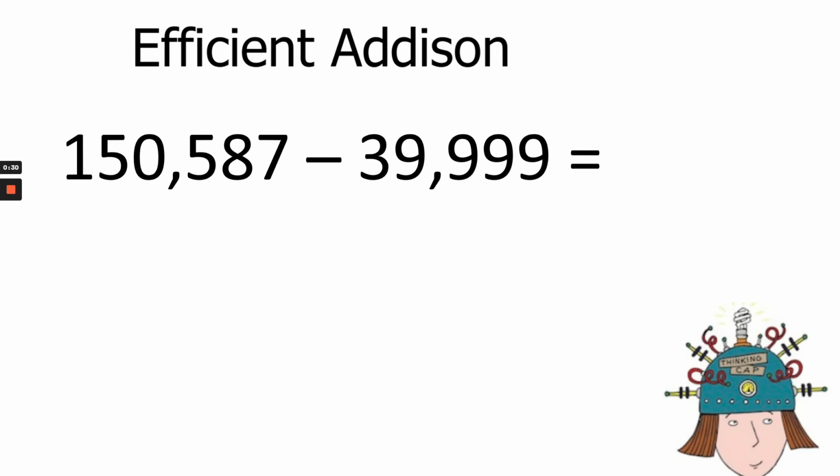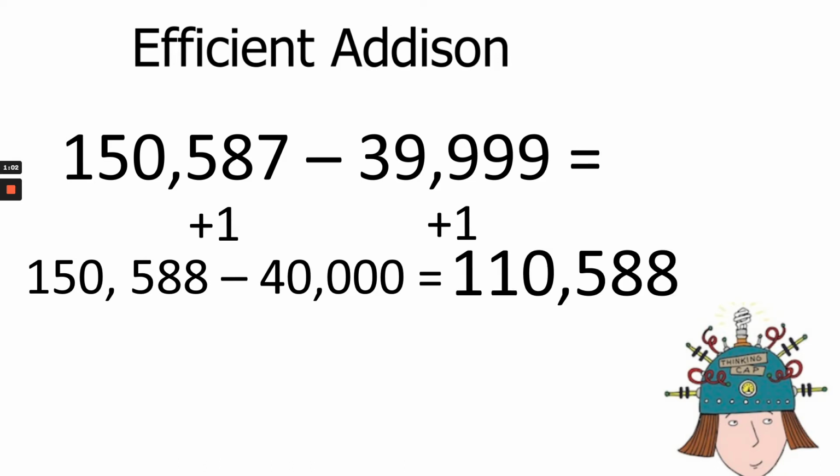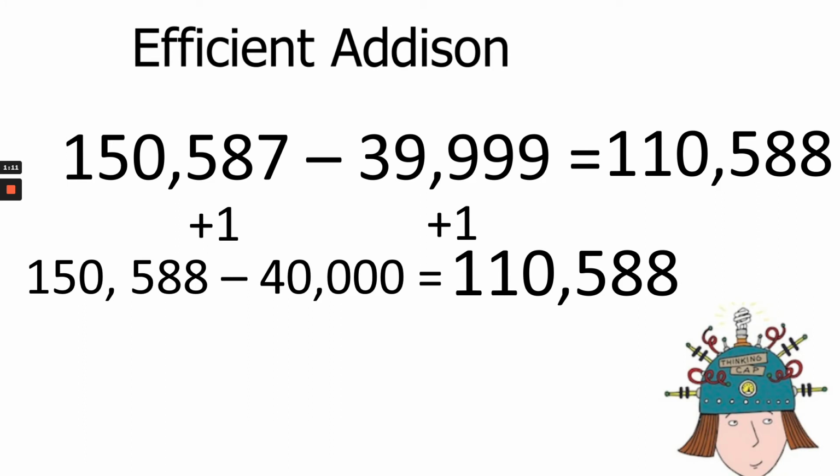Alright, let's see how we got on. I can see that 39,999 is almost 40,000, so I'm going to use that fact and bump this number up. Because this is subtraction, I want to make sure that the difference stays the same, so I'm just going to bump up the other number too. I turn this into my new equation, 150,588 subtract 40,000. This is nice and easy for me to subtract, it's just knowing place value. It gives me 110,588. Because we kept our difference the same, our answer stays the same.